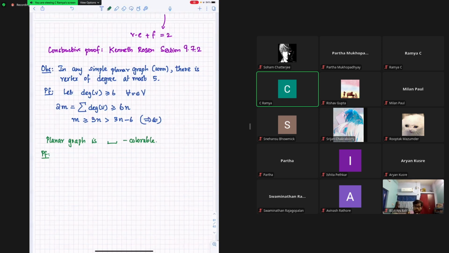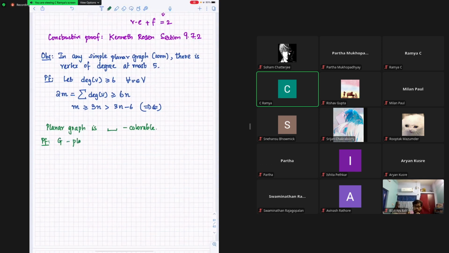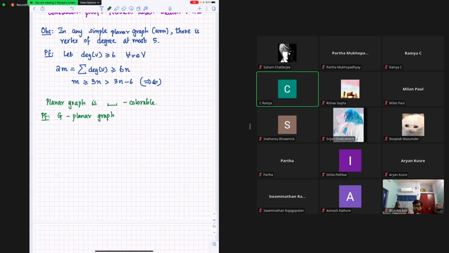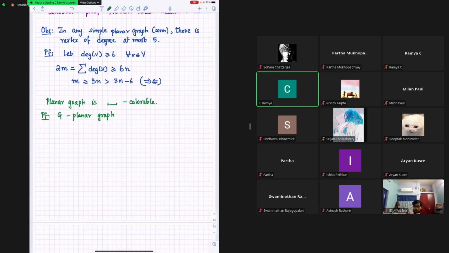So let's say you're given a planar graph. If the planar graph has, let's say, only 4 vertices, then anyway you can color it with 4 colors. But let's say you are given a planar graph that has lots of vertices. But you always know that irrespective of the number of vertices in a planar graph, there is always one vertex that has degree at most 5. Which means that there is a vertex V, degree of V is 5.